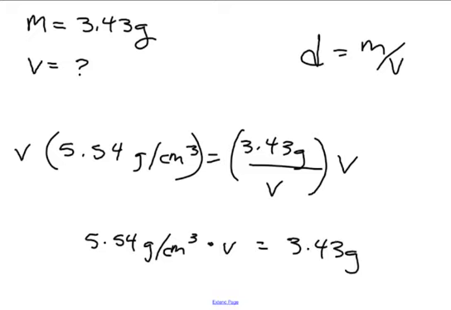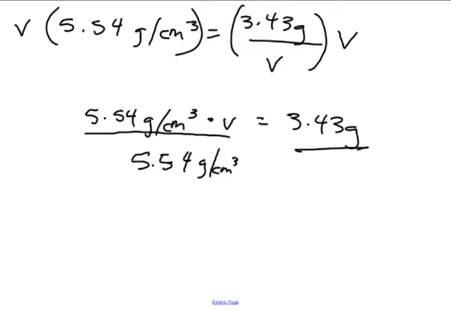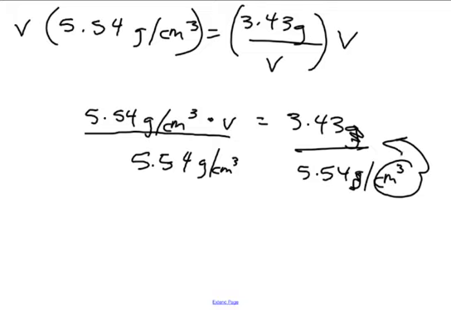Now we want to get V by itself, and right now we're multiplying, so the opposite of that is dividing, so we're going to divide both sides now by 5.54 grams per centimeter cubed. Let's take a minute and think about our units. Our grams are going to cancel, and since we're dividing by centimeters cubed, those are going to move on up to the top.